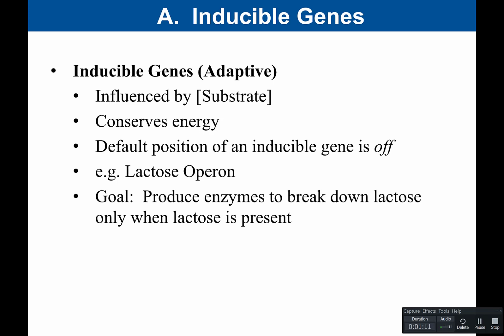An example would be the lactose operon, or what you'll often hear called the lac operon. The goal of the lac operon is to produce enzymes to break down lactose only when lactose is present. So again, if lactose is not present, we don't want to make enzymes to metabolize lactose. And so that is what the lac operon is going to do.